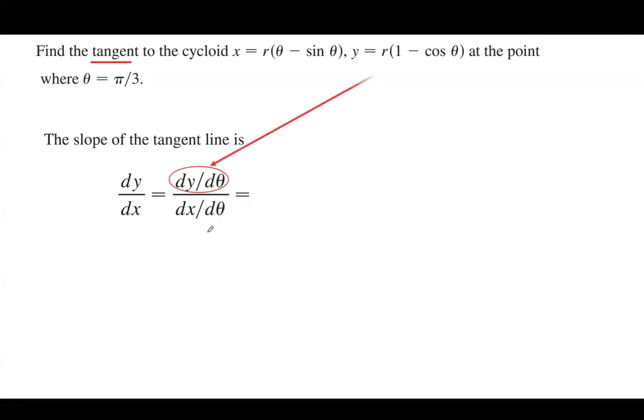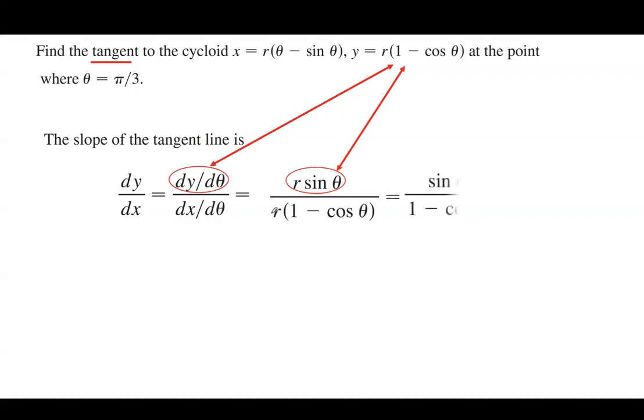The rate of change of y with respect to theta is very simple. You have r times the derivative of 1, which is 0. The derivative of negative cosine of theta becomes positive sine of theta. On the denominator, we have to take the derivative of x with respect to theta, which is r times the derivative of theta, which is 1, minus the derivative of sine, which is cosine. You can cancel out r and r. We end up with sine theta divided by 1 minus cosine theta.